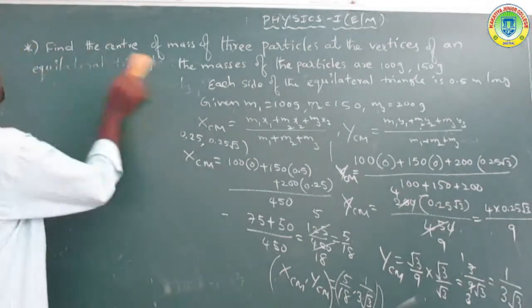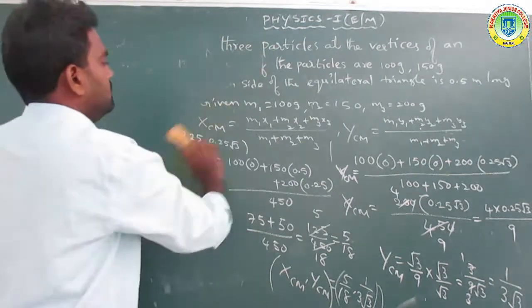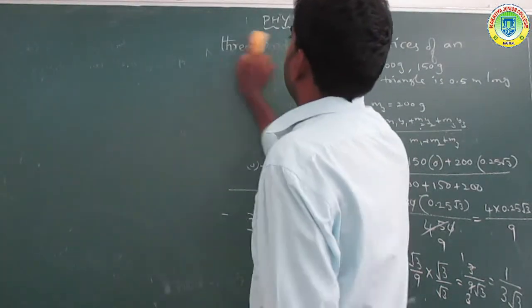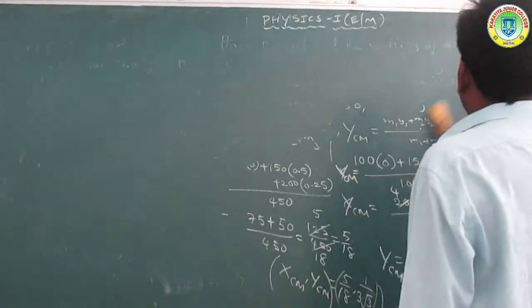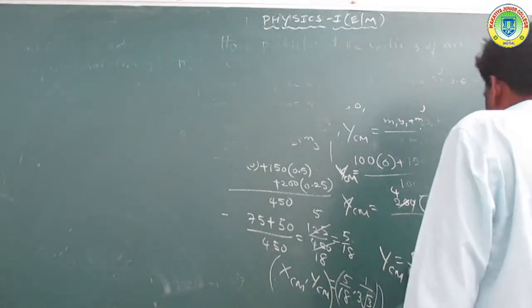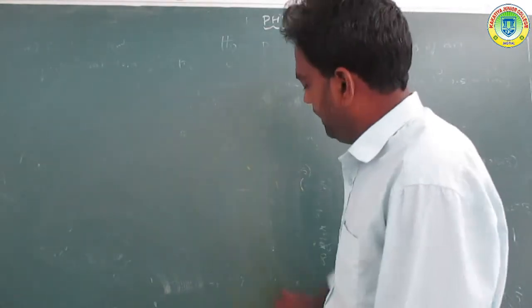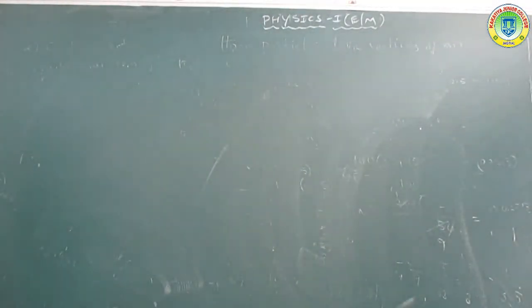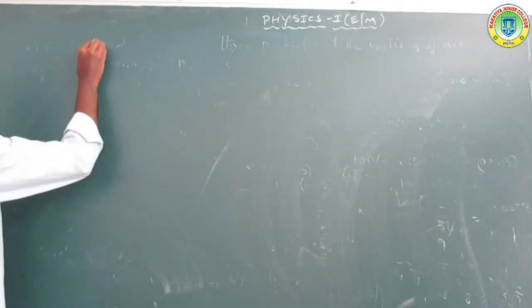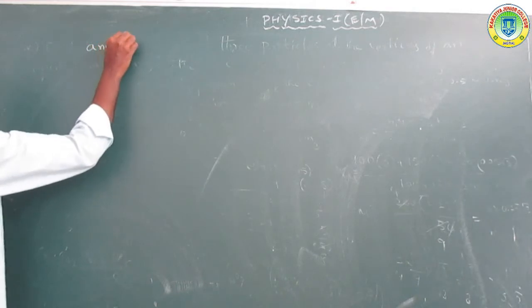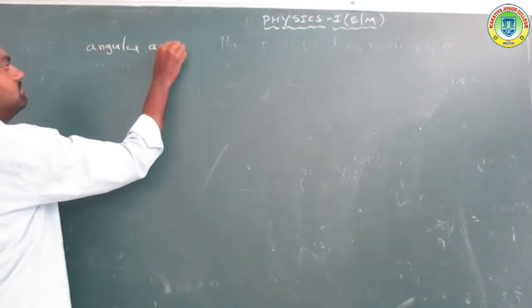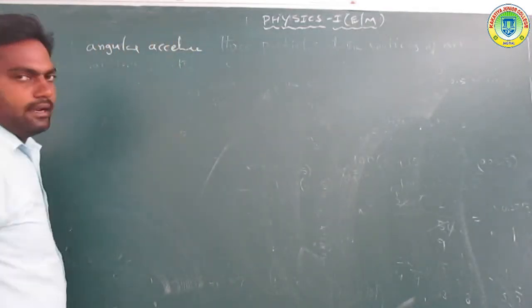Now let us discuss another topic. Already we know angular velocity from your last class, where we derived the equation V is equal to R omega. Now we discuss another topic: angular acceleration. Okay, angular acceleration.